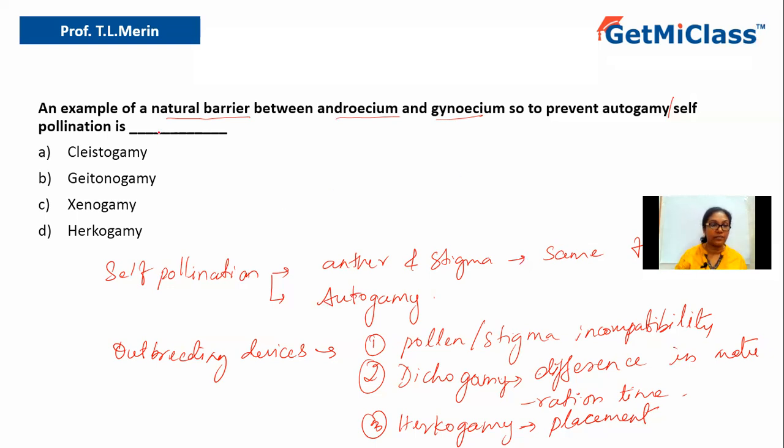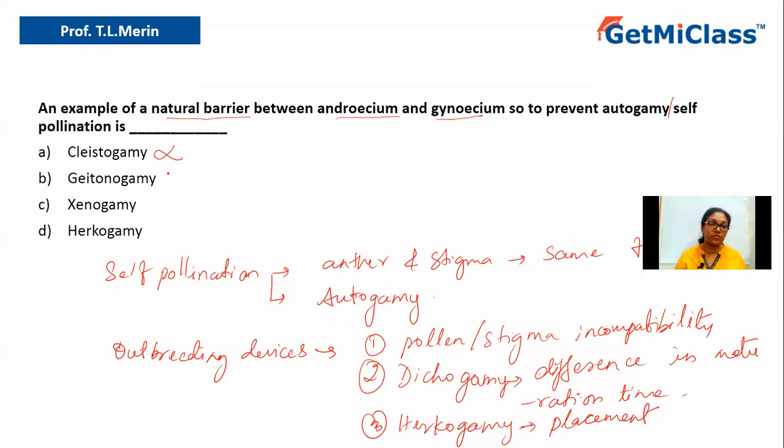So let us look at the options. In the question they are asking an example of natural barrier between androecium and gynoecium so as to prevent autogamy or self-pollination is dash. Option A, cleistogamy. No, because cleistogamy is nothing but closed flowers where self-pollination is compulsory. So that is the only mode of pollination there. So it is ruled out.